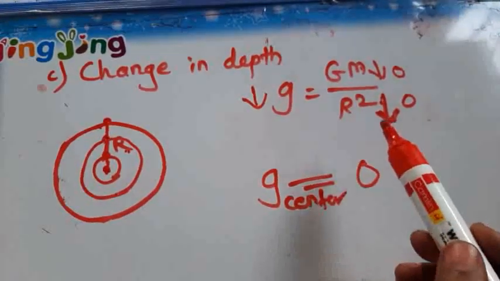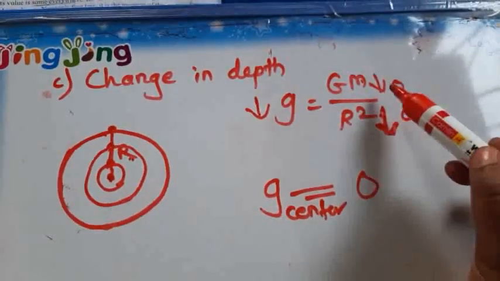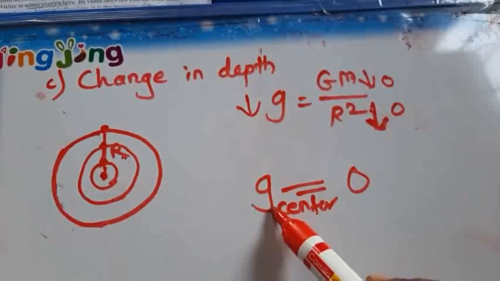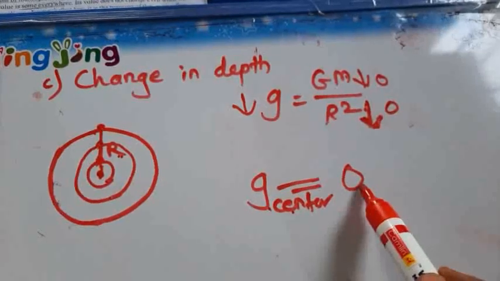And when we reach the center, both mass and radius will become 0. That's why the value of acceleration due to gravity at the center of the earth will be 0.